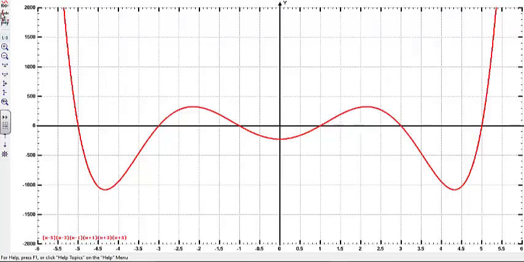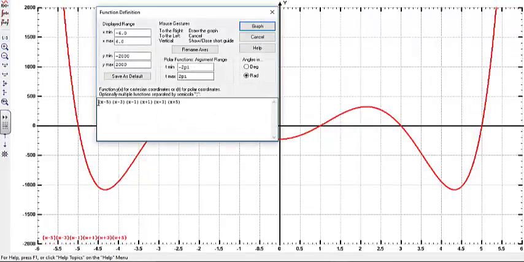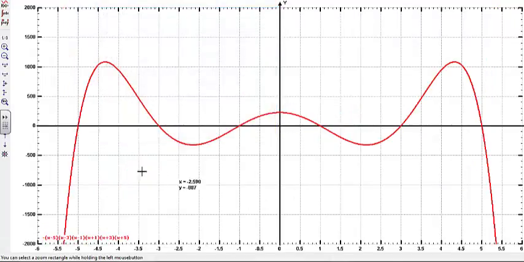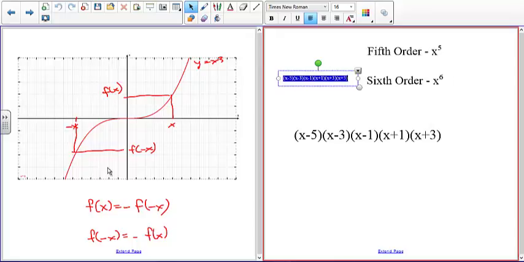If I were to change that function and put a minus sign in front of the whole thing, then what happens is it goes the other direction. It goes to both, to negative infinity. So besides symmetry situations, another thing is the end behavior of the function as you go to negative and positive infinity in the x direction.